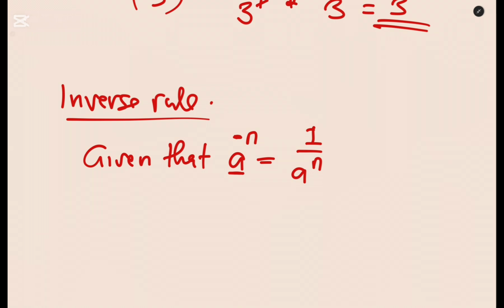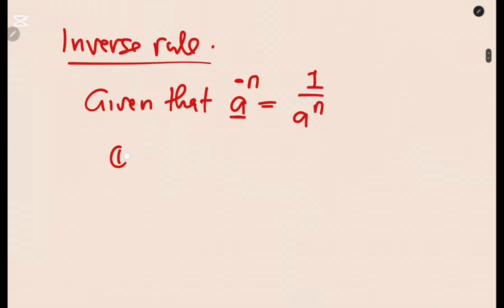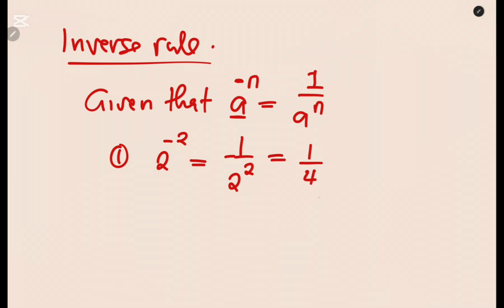Okay, let us look at one example. Let us say 2 raised to the power negative 2. This is just the same as 1 over 2 to the power 2, which is just the same as 1 over 4, because 2 to the power 2 at the bottom is just 2 times 2.